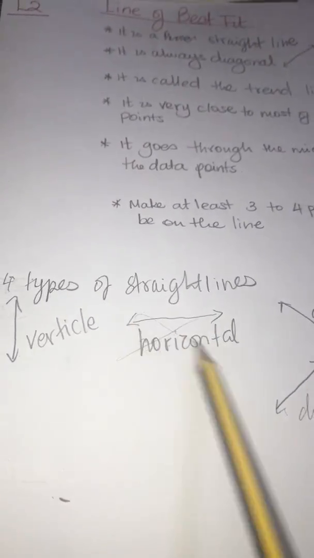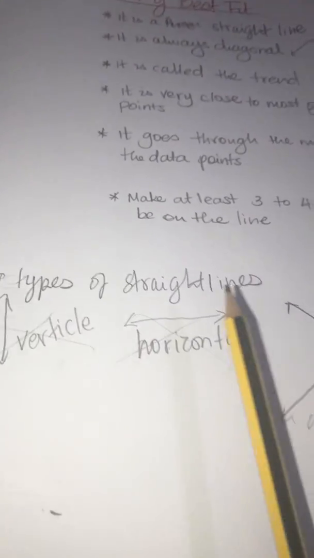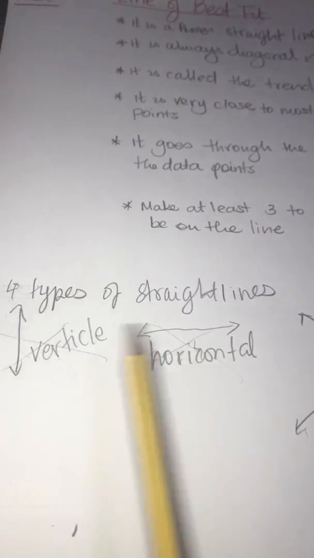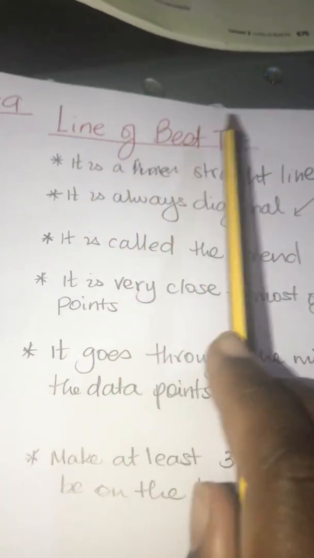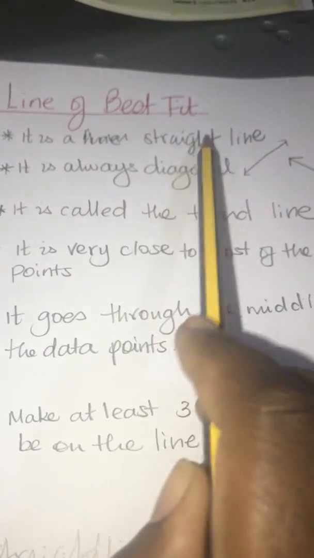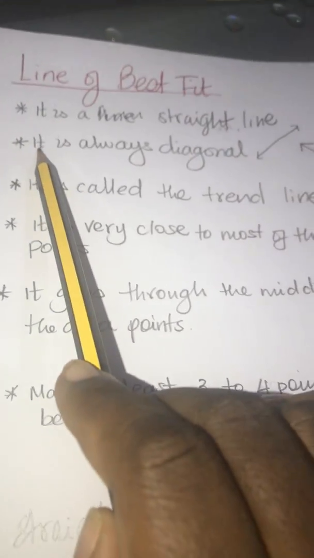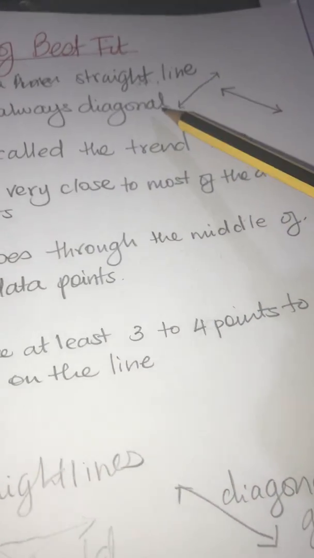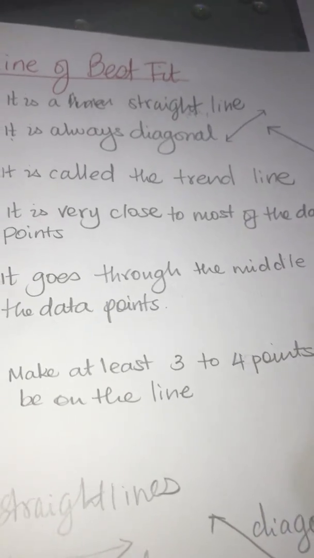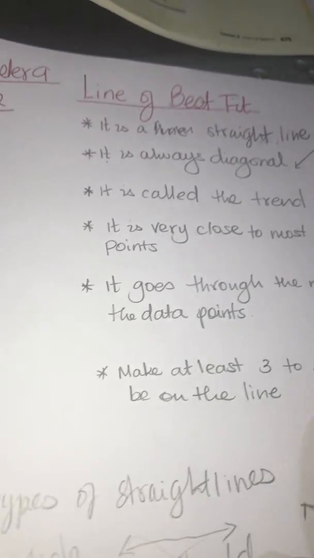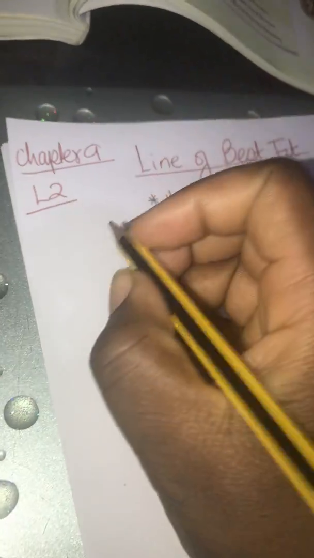Now, out of these 4 lines, you cannot use these ones when you're doing line of best fit. I should not see you drawing this. No. You only draw diagonal ones for the line of best fit. So, the line of best fit is always a straight line. Always. It is always diagonal. It can either go up or it can come down. You draw the line of best fit only for the graph that is positive or negative.